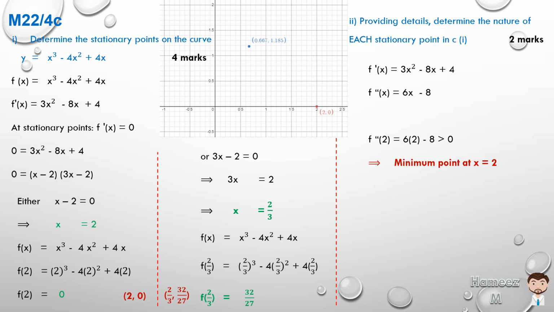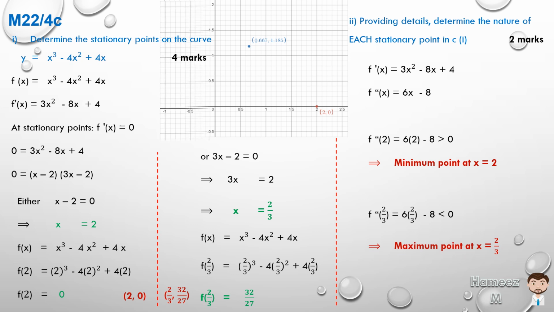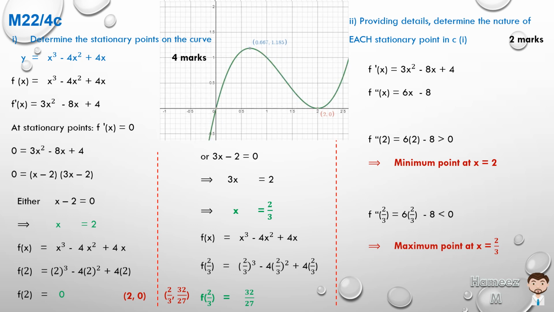And f double dash 2/3 will be 6 by 2/3 minus 8. 6 by 2/3: 3 into 6 is 2, 2 twos are 4, 4 minus 8 is minus 4, which is less than 0. And since it's less than 0, this means that this is a maximum point at x is equal to 2/3. So we can complete the graph by showing the cubic equation here.